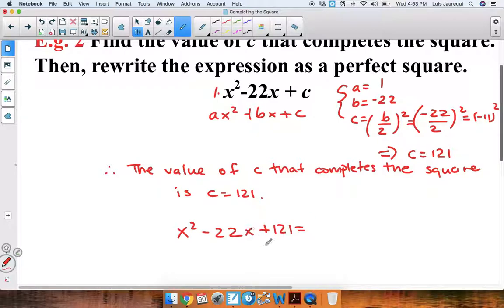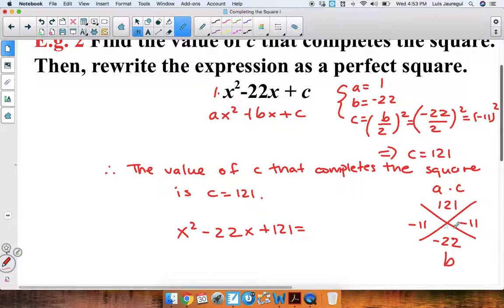And we want to rewrite now this one as a perfect square. So using the diamond method, we can multiply a times c, and we can rewrite the value for b here. So a here is 1, and c is 121. So we have 1 times 121 will give you 121. And your value for b, or the coefficient of your linear term, is negative 22. So we're looking for factors of 121 that add up to negative 22. And yes, those are negative 11 and negative 11.